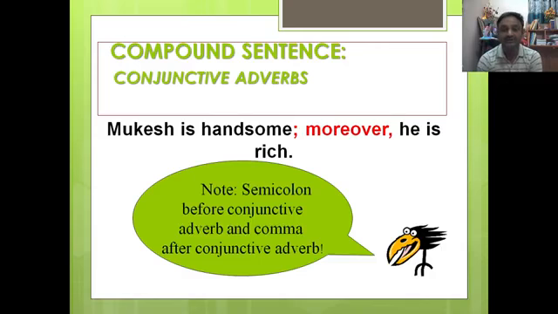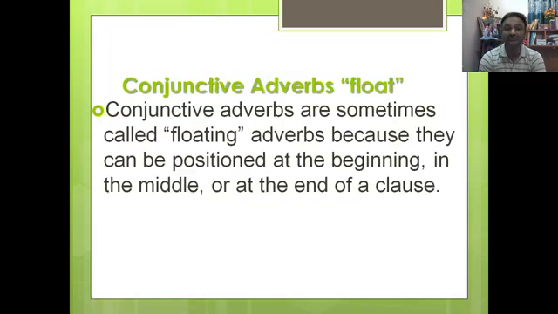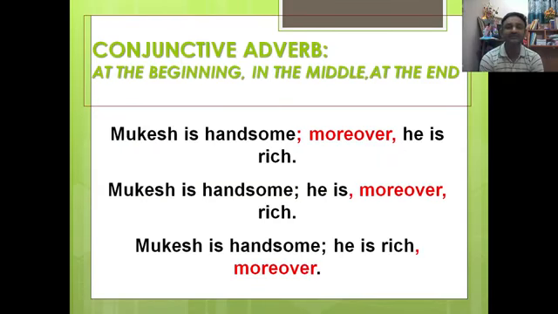We have to note here the semicolon before a conjunctive adverb and a comma after the conjunctive adverb. This is very important in the conjunctive adverb pattern in a compound sentence. Conjunctive adverbs are sometimes also called floating adverbs, because they can be positioned in a sentence at the beginning, in the middle, or at the end of the clause. We can easily understand this from an example.